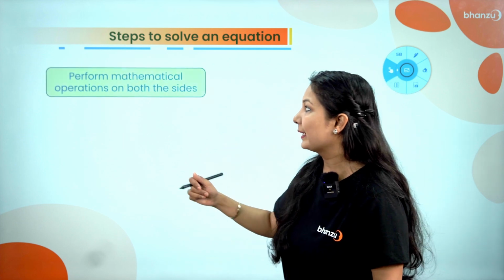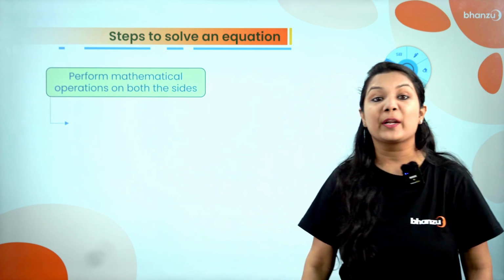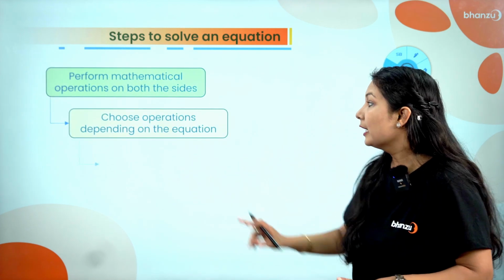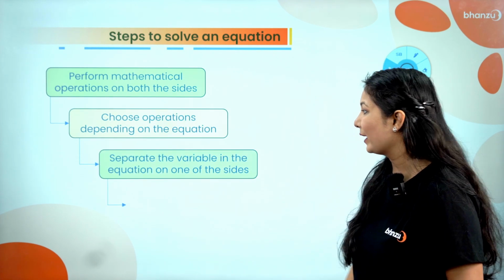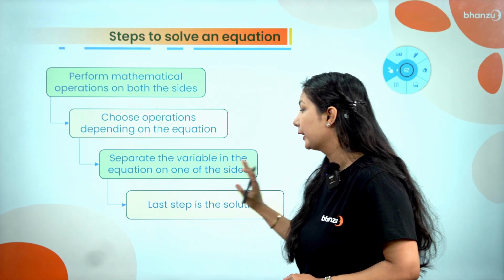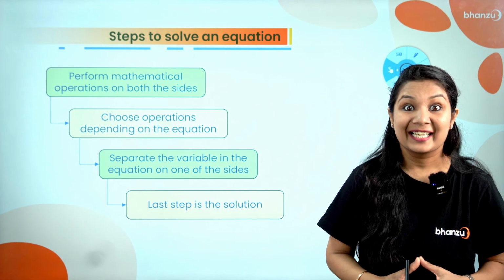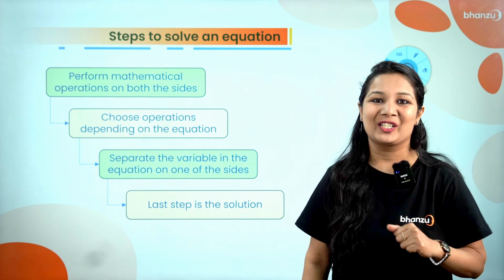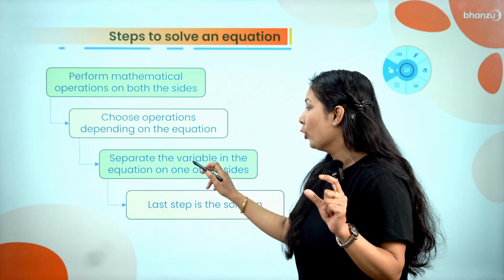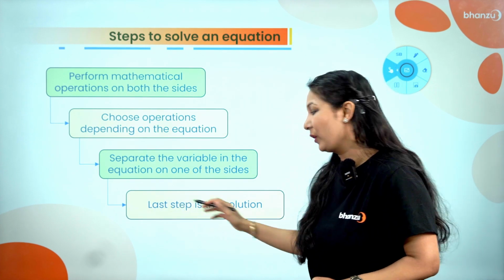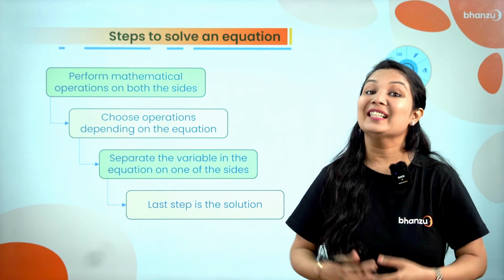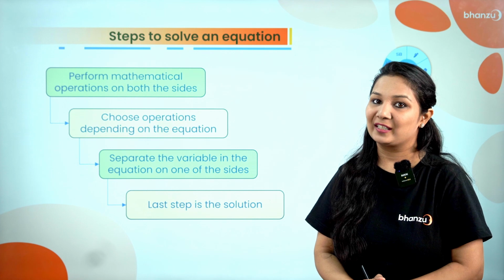So, the first step is to perform a mathematical operation on both the sides, right? Choose operations depending on the equation, like how we chose in the previous one. Separate the variable in the equation on one of the sides. In our previous equation which we solved, if you noticed, the variable was only on one side. And last, what did we see? The last step was the solution to the equation, right?